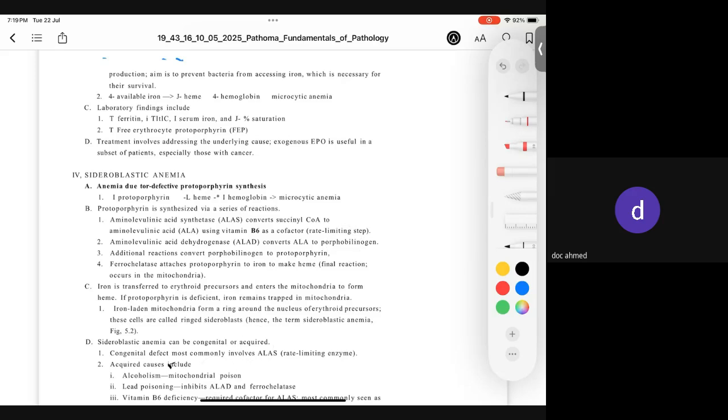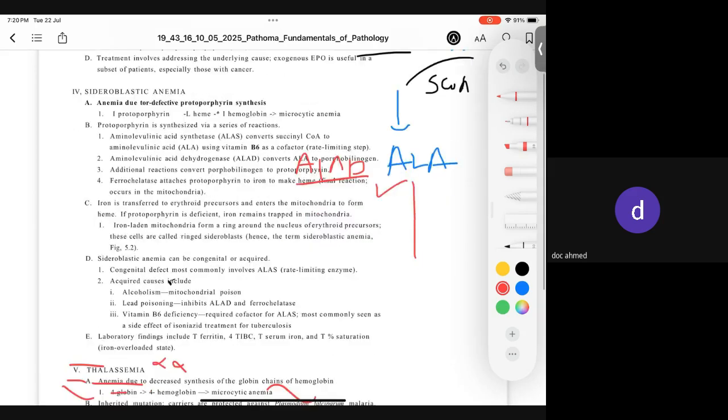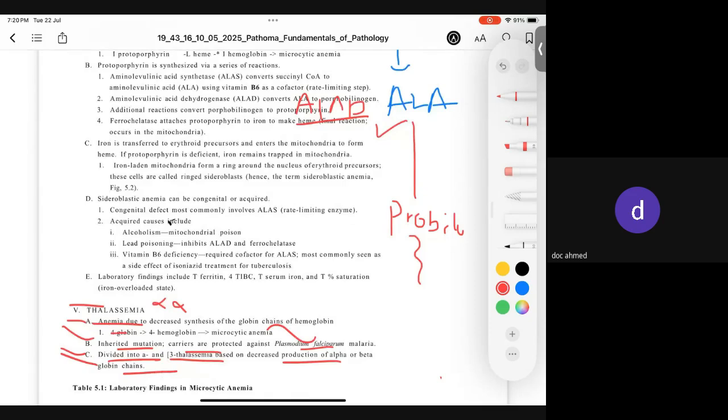Keep one thing in mind. We have an enzyme called ALAS. What this ALAS is going to do is take your succinyl coenzyme A, along with B6, and convert it into ALA, which is aminolevulinic acid. Then we have another enzyme, ALAD. It's going to act on aminolevulinic acid and convert it into porphobilinogen.